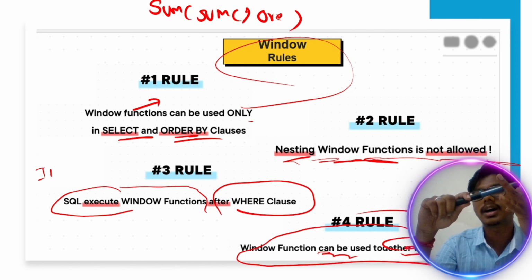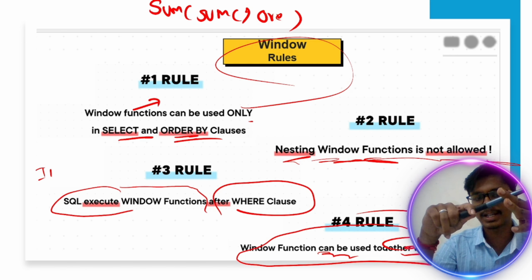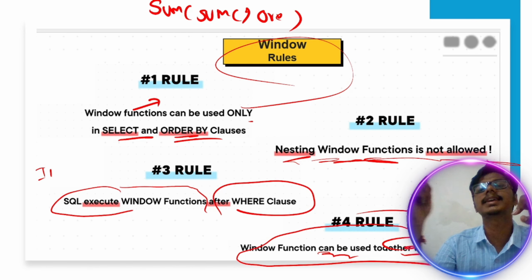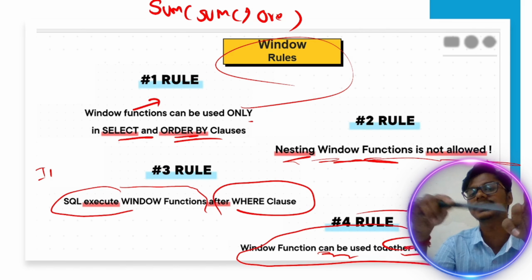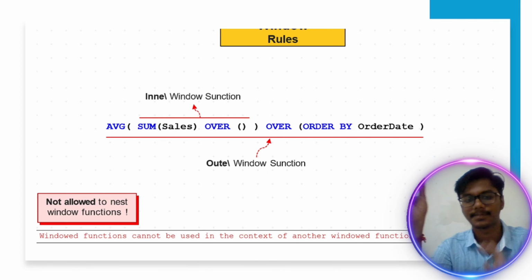And the second rule is all about nesting: a nested Windows function is not allowed. And the third rule is that SQL executes the Windows function after the WHERE clause, and the Windows function can be used together with the GROUP BY clause. These are the four rules for the Windows function.